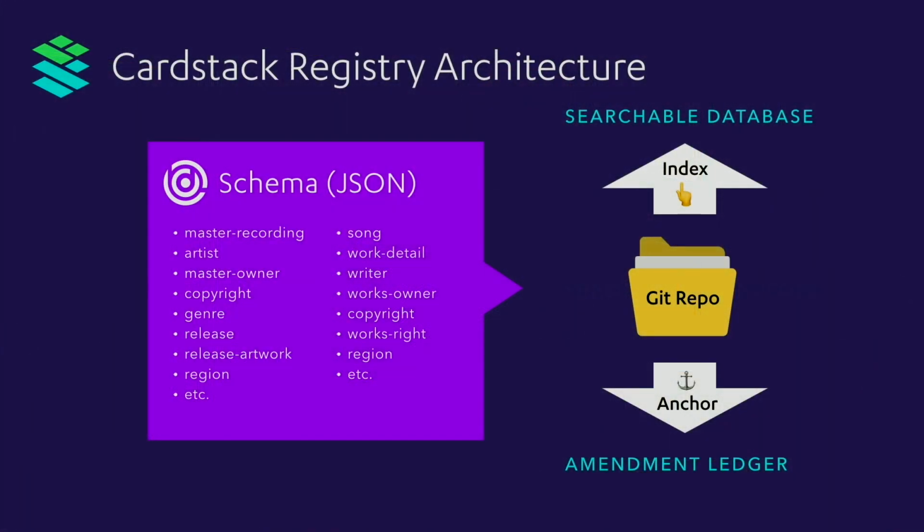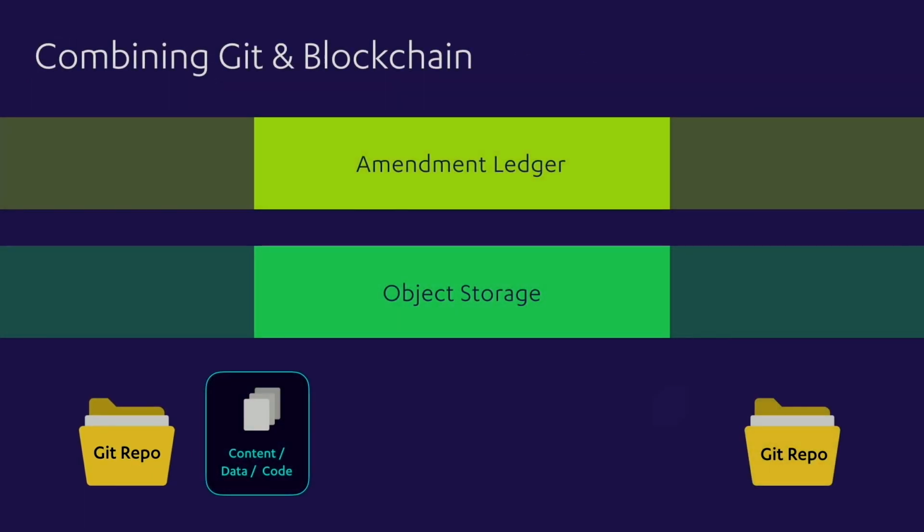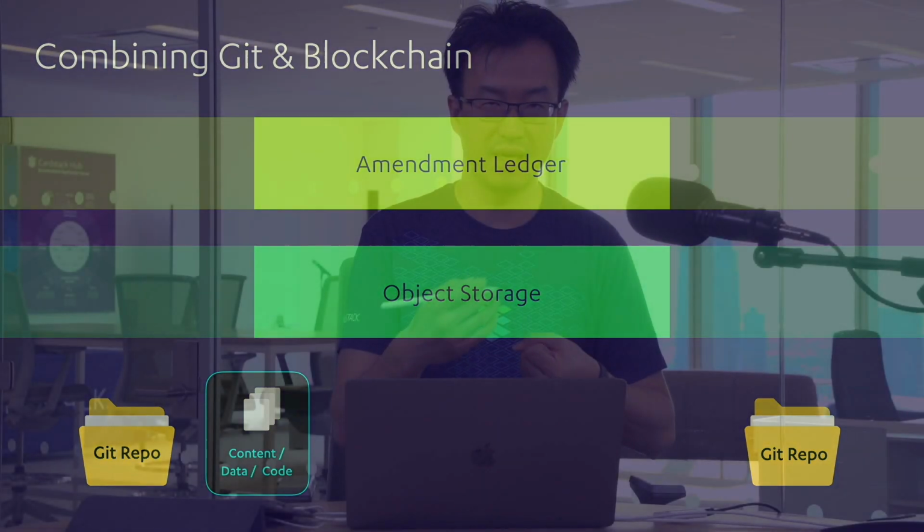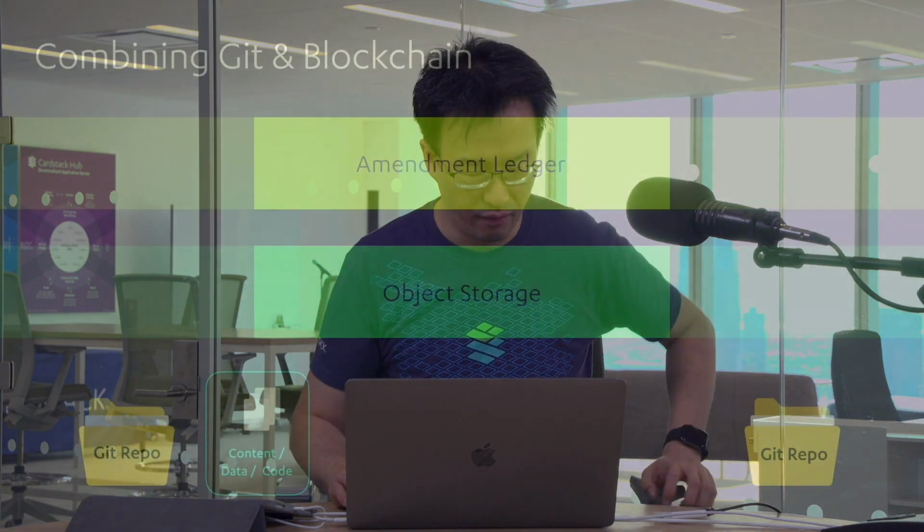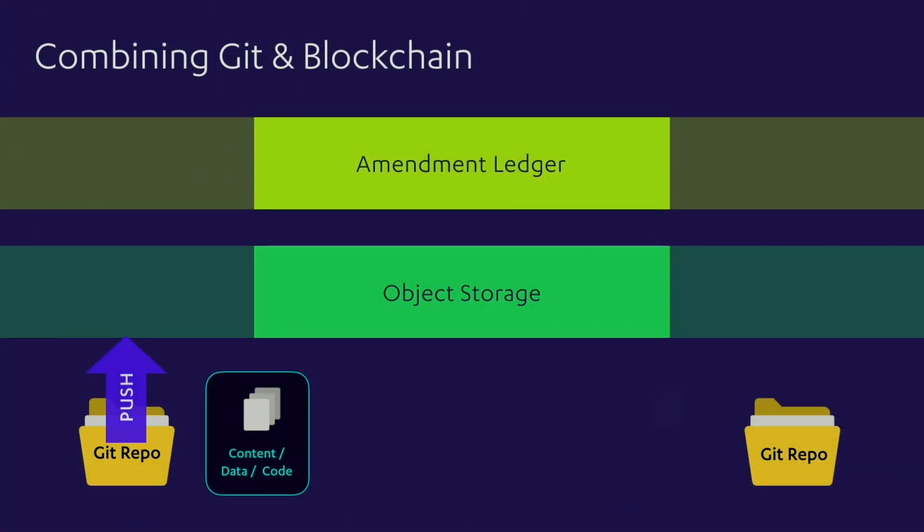But for the purpose of this, I'm going to give you a quick introduction of how we combine this version repository using Git with the ledger. In this case, the content, data and code, so the actual elements of the registry, the submission, would be: cover art would be content, data would be your name, and code would be maybe some correlation between things. This information is in a Git repository, and then we push it into this combination of Git and blockchain.